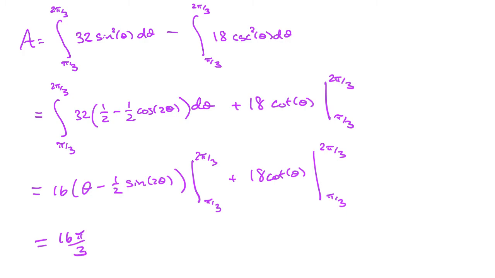16 pi over 3 plus 8 times the square root of 3. And then for our second integral, what we have is an 18 times a negative root 3 over 3 minus a root 3 over 3. And so what this gives us as a final answer is 16 pi over 3 minus 4 times the square root of 3.